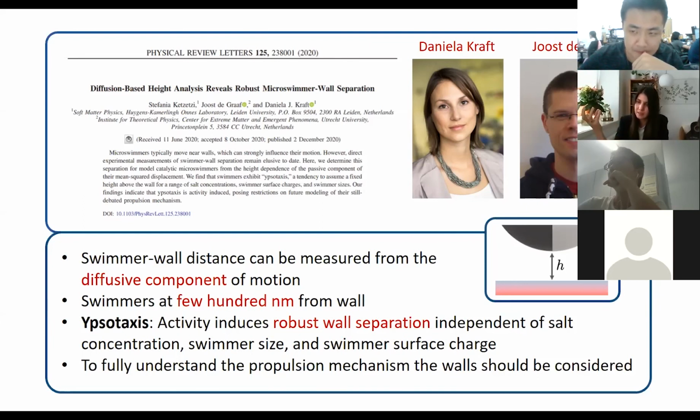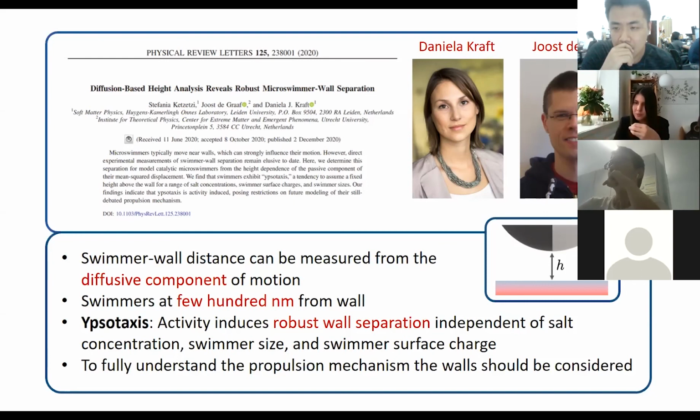Yes, but this is more of a bulk image of the expectation of how the particle would move away from the wall. Now, if you have them near a wall, in the same way that these solute molecules create a fluid flow along the particle, they can also create a fluid flow along the wall. So you have an osmotic flow along the wall, and a phoretic flow along the particle.